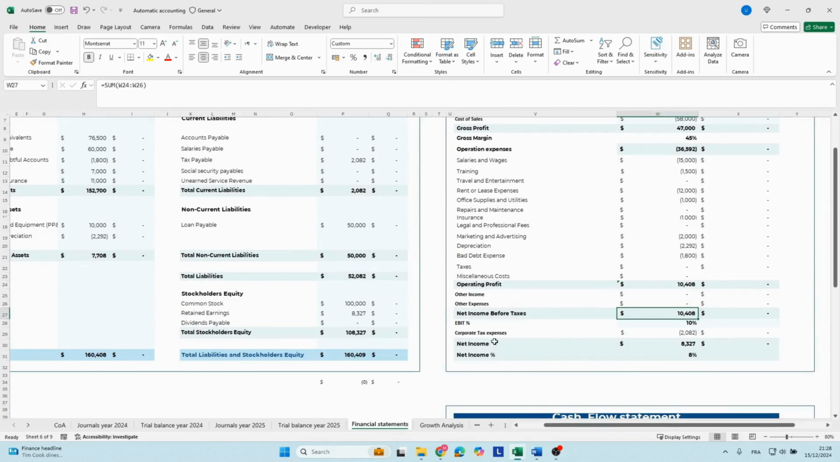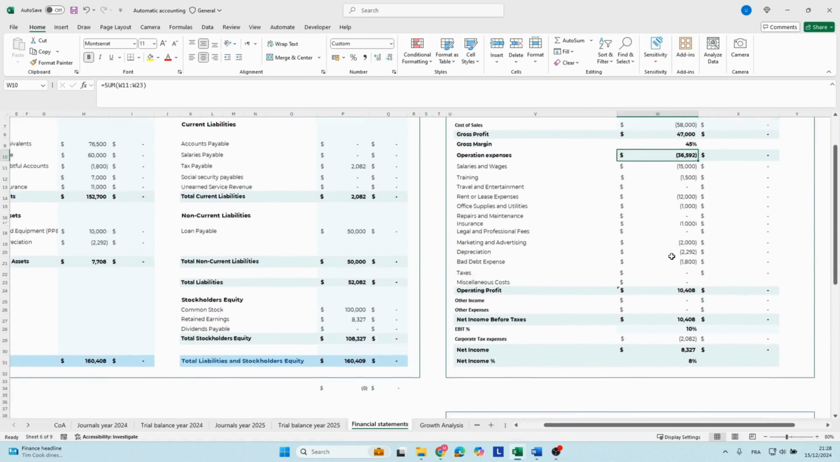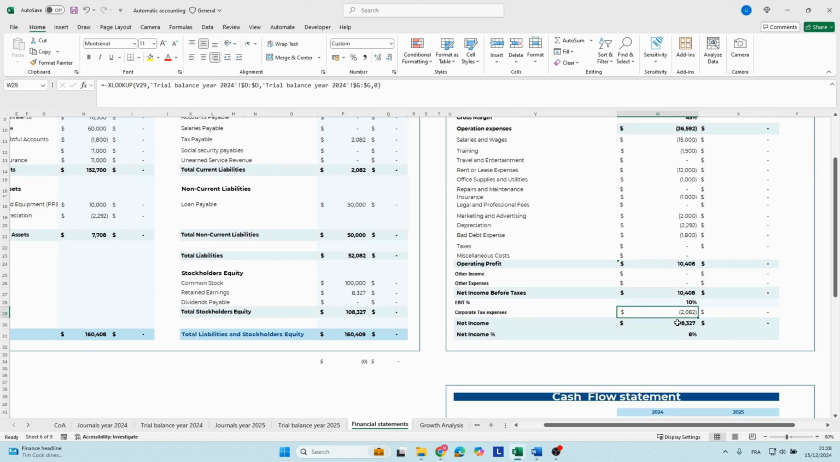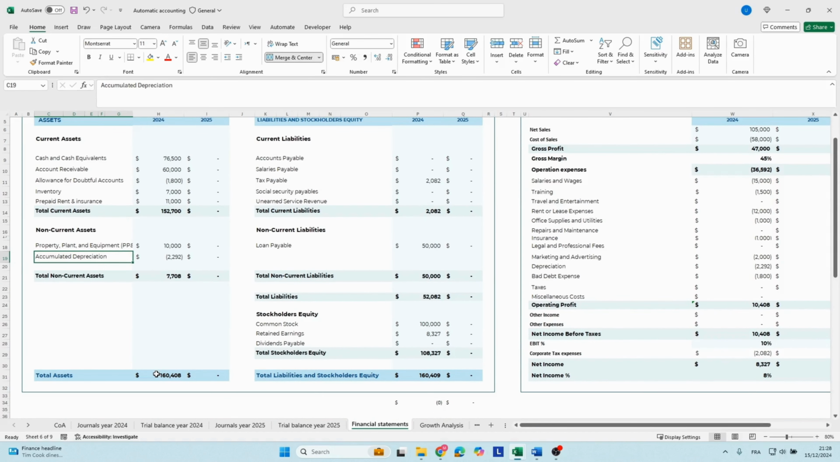Let's check our financial statement. You see that we have the bad debt that we have recently created and booked. So we find the bad debt, depreciation, and all the different expenses booked in the income statement. And we have net income for the year, which is 8,327 with a percentage of 8%. Then we have our assets with a total of 160,000. Our liabilities and shareholders' equity have the same value.